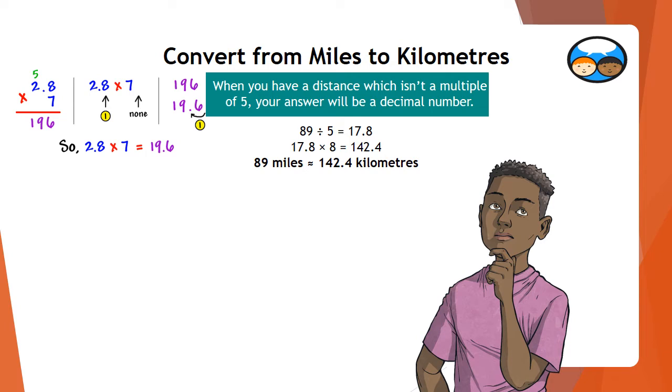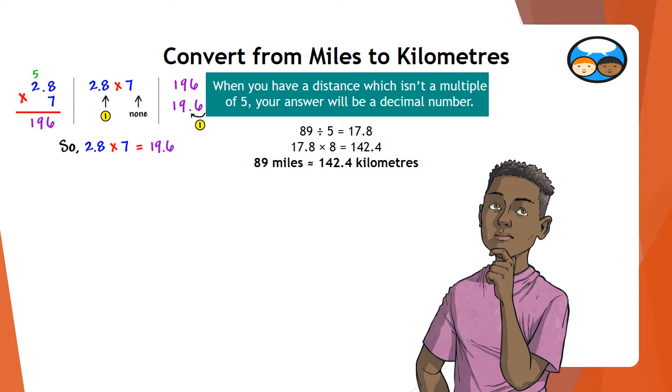So when you have a distance which isn't a multiple of 5, your answer will be a decimal number. So 89 divided by 5. We know 89 is not a multiple of 5 because it doesn't end in 5 or 0. So 89 divided by 10 is 8.9. And if we double 8.9, we get 17.8. Now 17.8 times 8 equals 142.4. So our answer, 89 miles, is approximately equal to 142.4 kilometres.